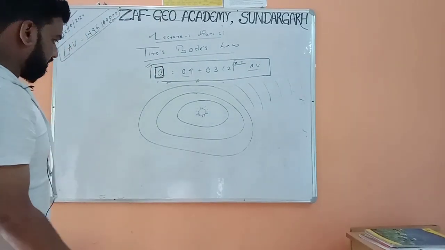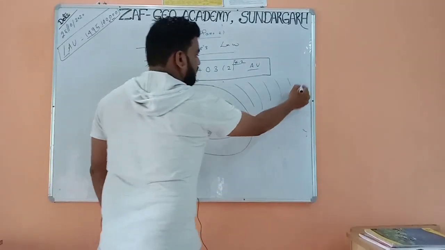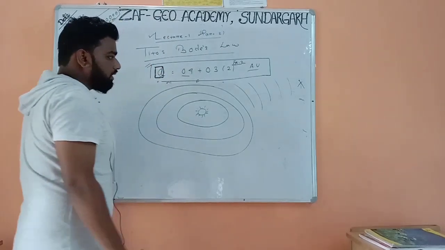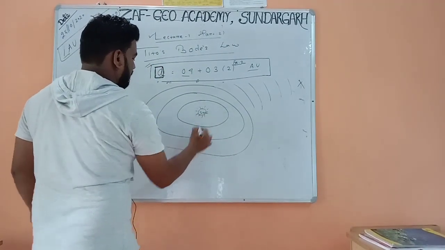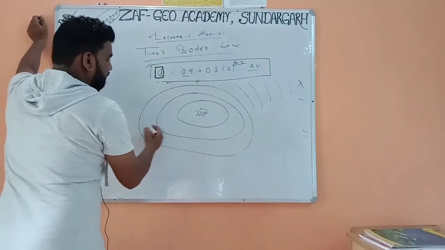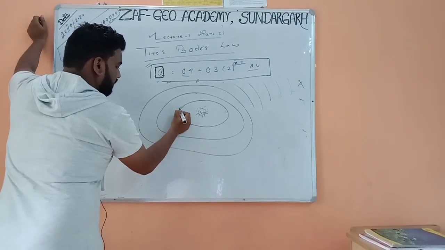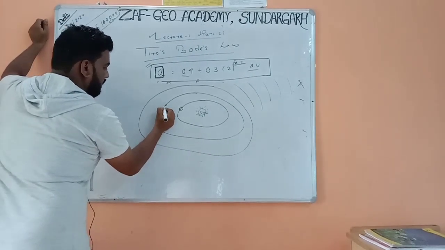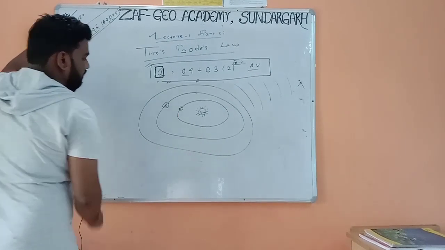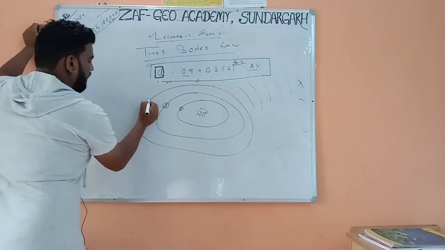Okay, Pluto is no longer considered a planet, it is a dwarf planet. Okay, so this is the Sun. Now for Mercury, n order is 1. For Venus, n is 2. For Earth, n is 3.